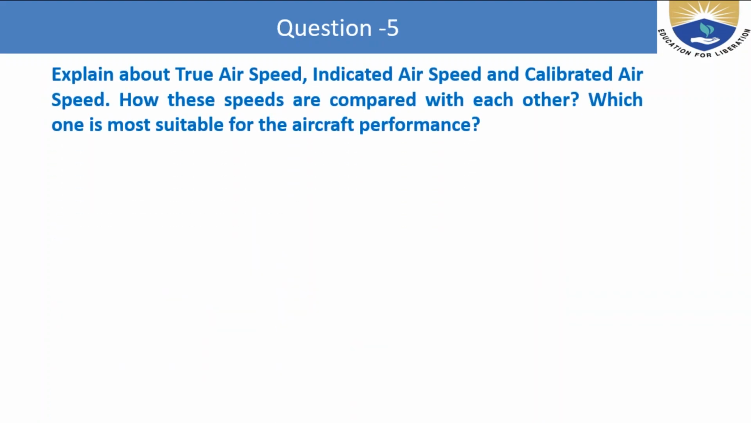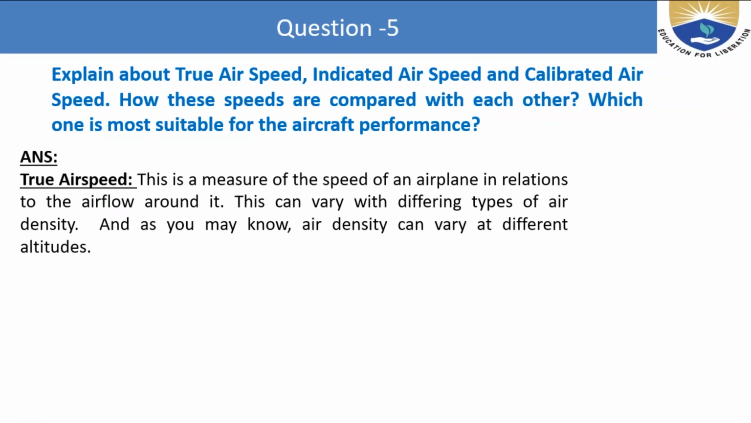Now the next question: explain true airspeed, indicated airspeed and calibrated airspeed. How are these speeds compared with each other, and which one is the most suitable for aircraft performance? So here we have to discuss the different types of speeds: TAS, true airspeed, indicated airspeed, and calibrated airspeed. True airspeed, also denoted by TAS, is the measure of the speed of an airplane in relation to the airflow around it.